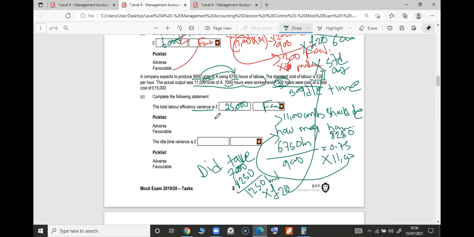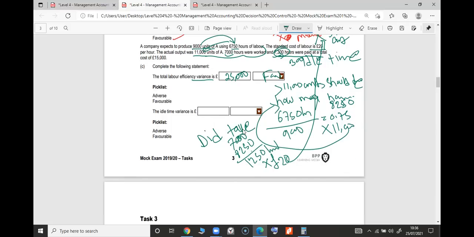Oh, I think we found it. Idle time variance. Tell me, idle time, is it favorable or adverse? Generally, idle time, F or A? Of course, adverse. It is never favorable. We don't want idle time. But how much? People are saying 6,000.